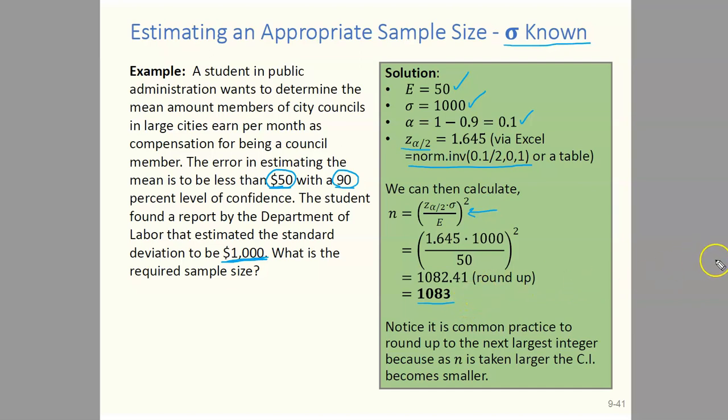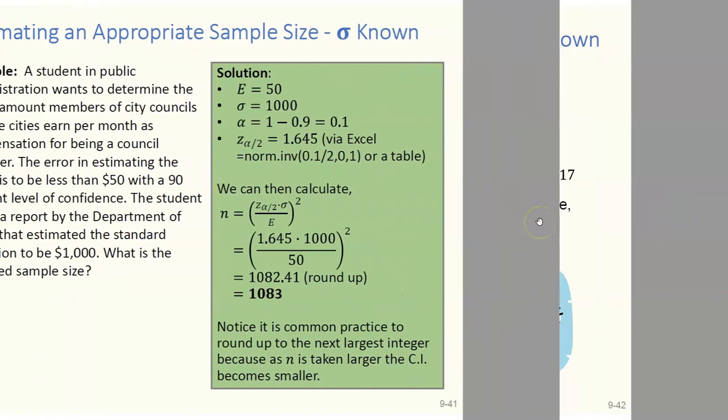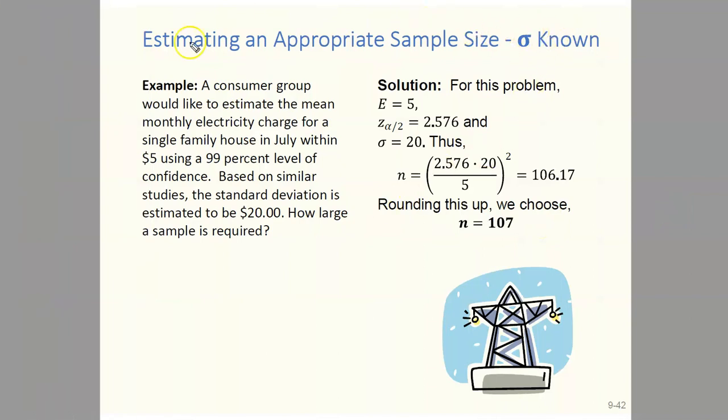Let's take a look at one more example. So here a consumer group would like to estimate the mean monthly electricity charge for a single-family house in July within $5 and using a 99% level of confidence. Based on similar studies, we can assume the standard deviation is $20. How large a sample is required?